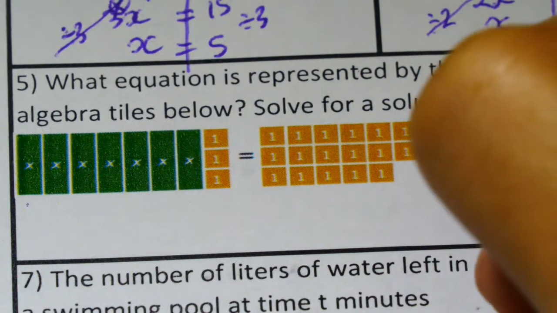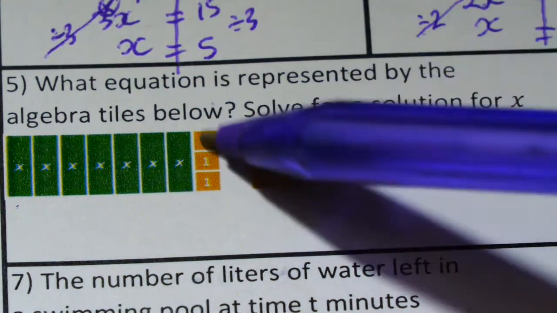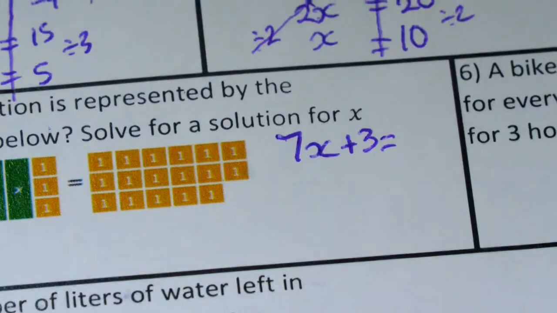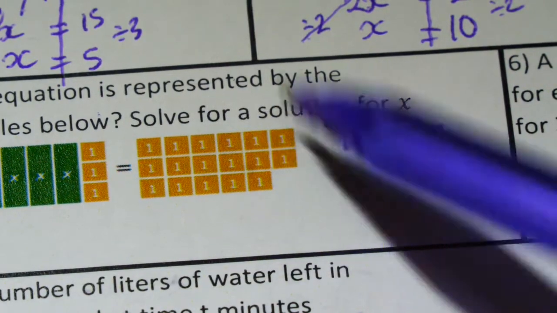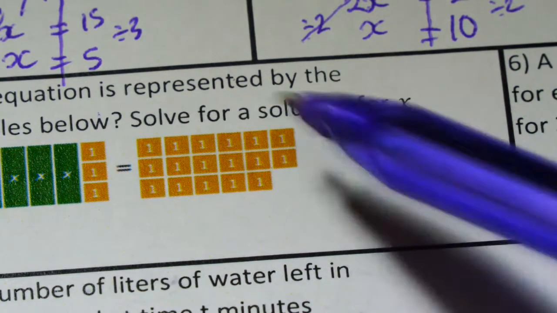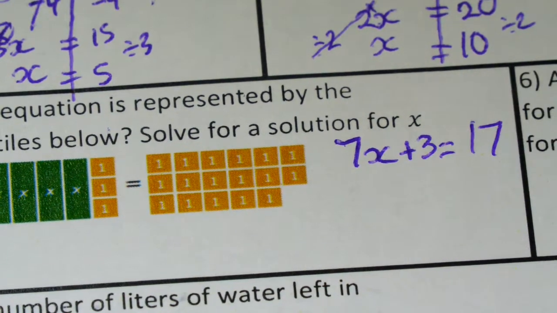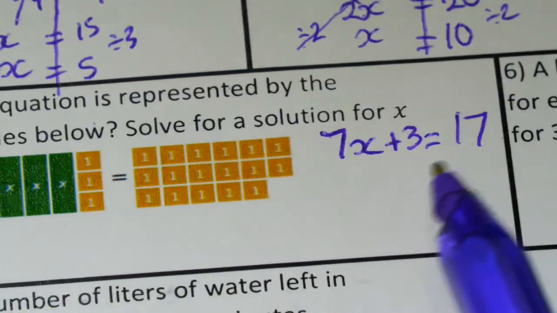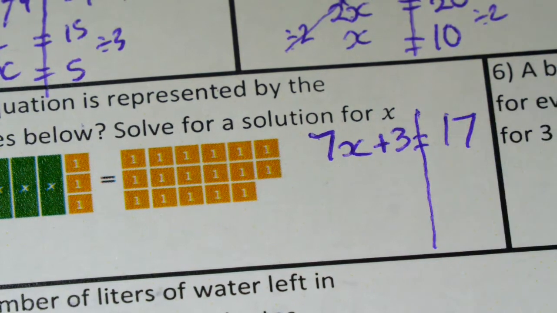So I'm going to write 7x plus, we have 3 here, so plus 3 equals, how many numbers do we have here? 1, 2, 3, 4, 5, 6, 7, 8, 9, 10, 11, 12, 13, 14, 15, 16, 17. So equals 17. So we have just written this whole thing here as this equation. It's the same thing. So we put a line on the equals.